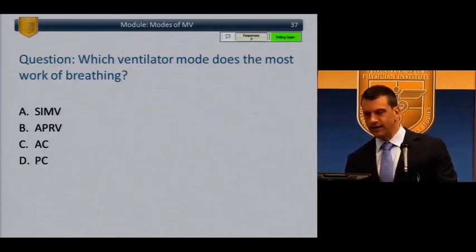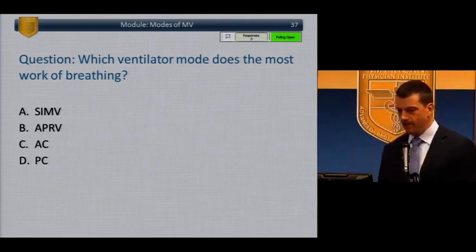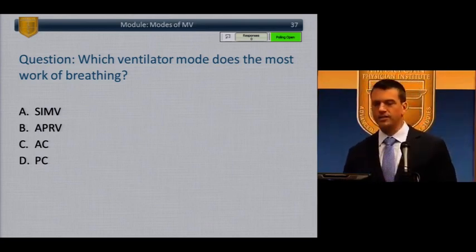Question, which ventilator mode does the most work of breathing? Meaning, which makes it easier for the patient. A, SIMV, which is synchronous intermittent mandatory ventilation. B, airway pressure release ventilation. C, assist control ventilation. And D, pressure control ventilation.